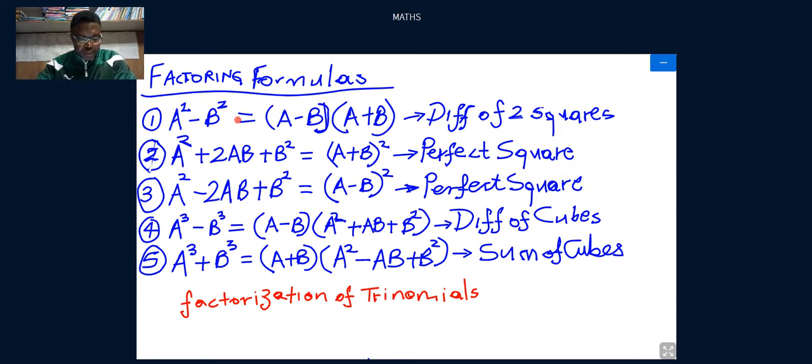Number two, you can see is a trinomial. The first one is a binomial. Number 2 is a trinomial. So a squared plus 2ab plus b squared is a perfect square. It is the sum of a and b all squared. Similarly number 3 is also a perfect square. A squared minus 2ab plus b squared is equal to a subtract b all squared.